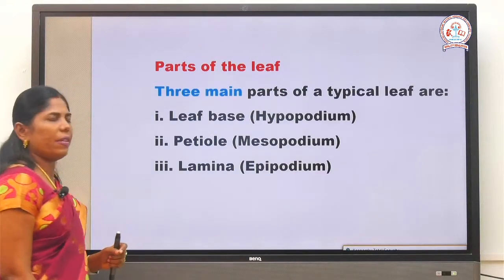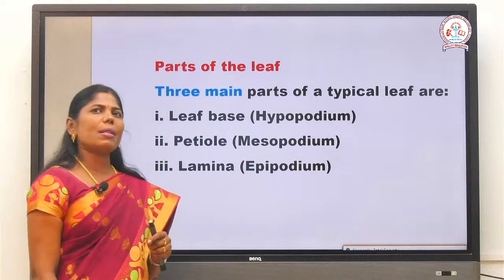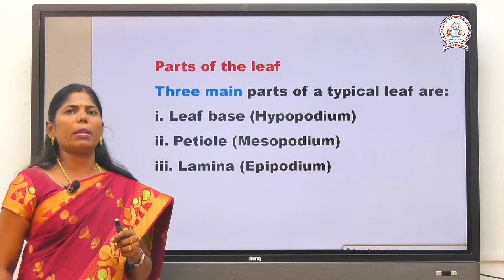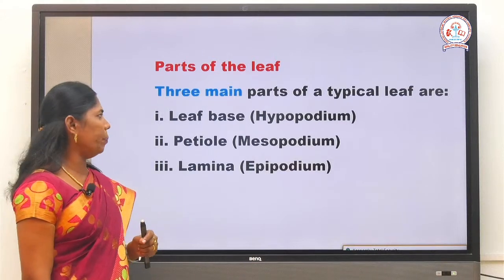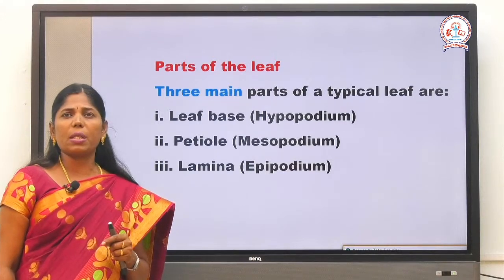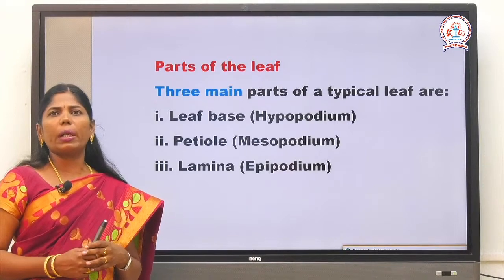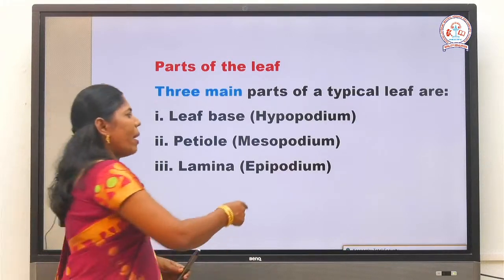So, the parts of the leaf are divided into three. One is the leaf base, another is the petiole, and the third is the lamina. The leaf base is otherwise called the hypopodium, the petiole is otherwise called the mesopodium, and the lamina is otherwise called the epipodium. So, leaf base, where is the leaf base?